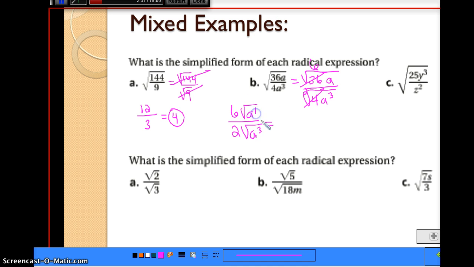This is an a to the first, so I can actually cancel these. I could take 1 from here and take 1 from here. So that's going to give me 6, square root of a is gone, divided by 2 times the square root of a squared. Now that's nice because the square root of a squared comes out as a perfect square, an a. Final answer comes out as 6. Nope, not a final answer. 2a, and 6 divided by 2a is 3 over a.